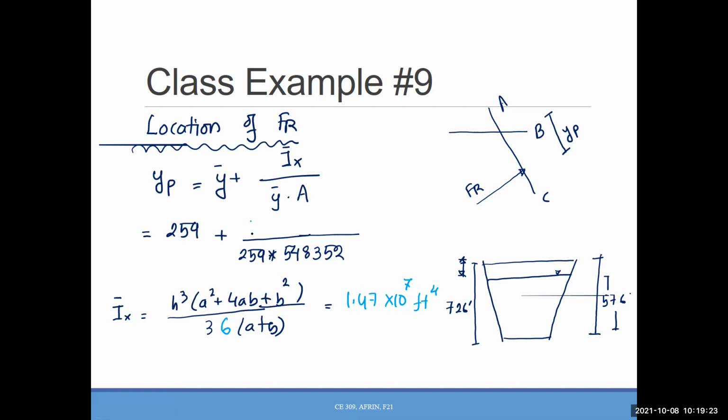Okay, use that here. 1.47 times 10 to the power. Oh, that should not be 7. What is that, 9 or 10? 10, I guess, right? 10. Yes. Okay. Now give me the answer for YP.